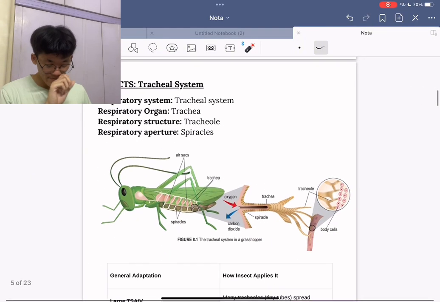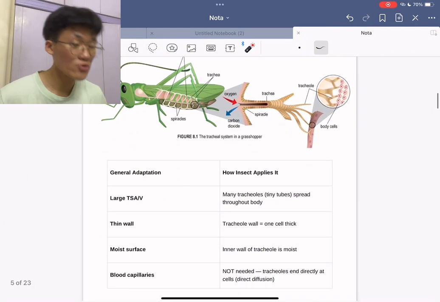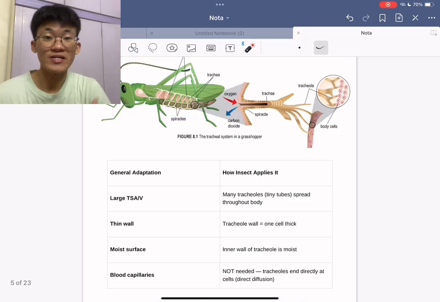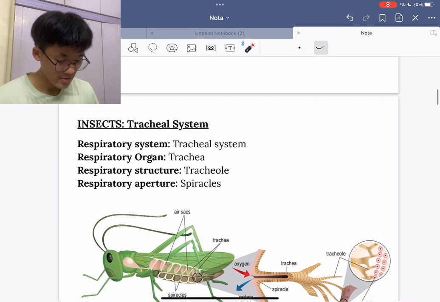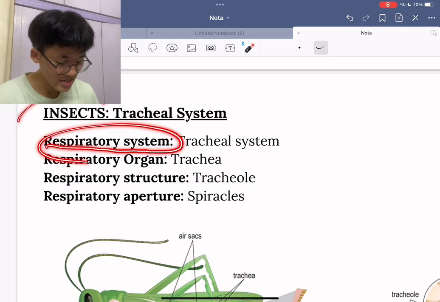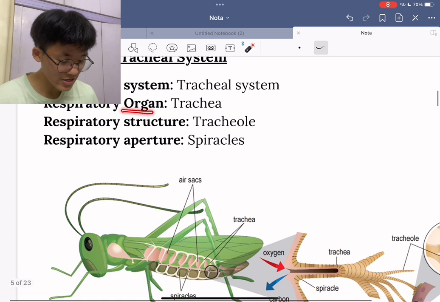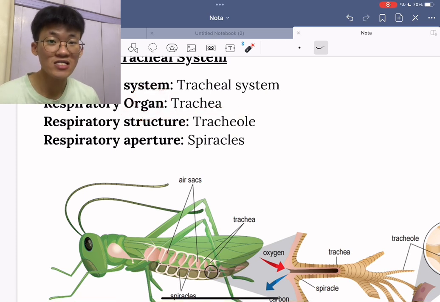Yes. So today we need to learn about how insects breathe, or the adaptations of insects. For example, the respiratory system for insects is the tracheal system. How about the respiratory organ, the trachea? How about the surface where the gaseous exchange occurs?